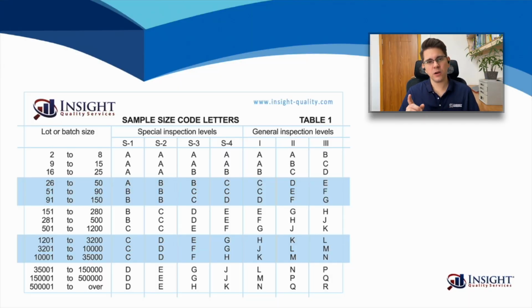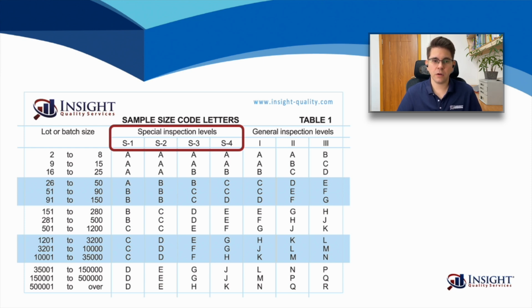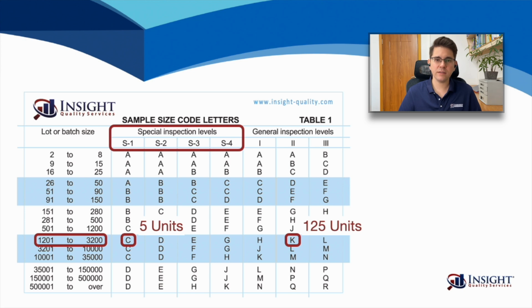Okay, so here we are looking at table one of the AQL chart, and we can see the special inspection levels right there next to the general levels. Now, if you know how to determine your sample size, then what you've already figured out is that if you use a general level, it's going to give you a larger sample size. And if you use a special level, that is going to give you a much smaller sample size. So for example, you've got 2,000 units in your order and you use general 2, well, that's 125 units in your sample. And if you use S1, well, that's only 5 units in your sample.